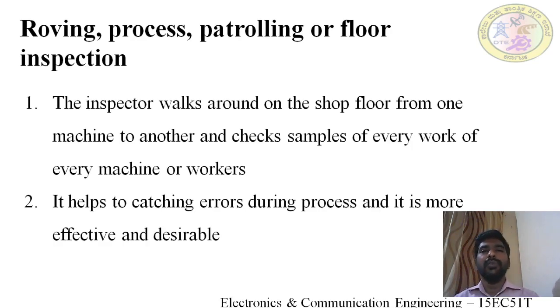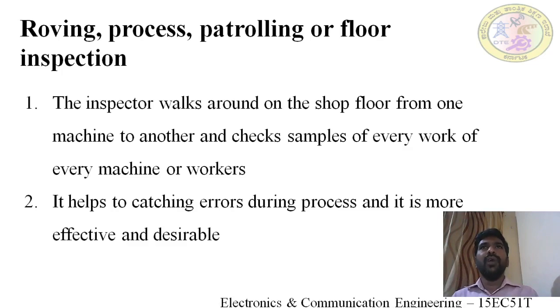What is meant by the roving inspection? In this inspection, the inspector moves from one machine to another machine and verifies the work undergone in each machine, and if there is any problem, he will segregate it there itself. That is a more efficient way of doing inspection work.